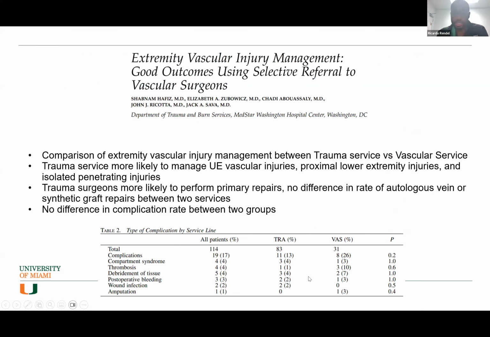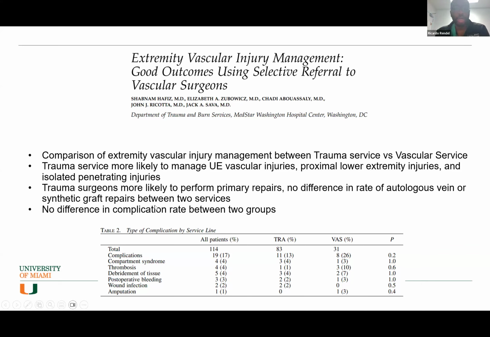And then this last one is more of my own interest. Where I did residency, we always called vascular for our vascular trauma, but here at Ryder, a good number of the trauma surgeons feel comfortable managing vascular trauma. This paper looked at outcomes in extremity vascular trauma and which service does the repairs, trauma or vascular. They saw that the trauma surgeons were more likely to manage upper extremity or proximal lower extremity injuries and isolated injuries.